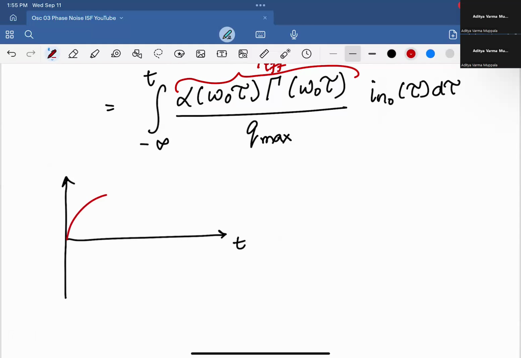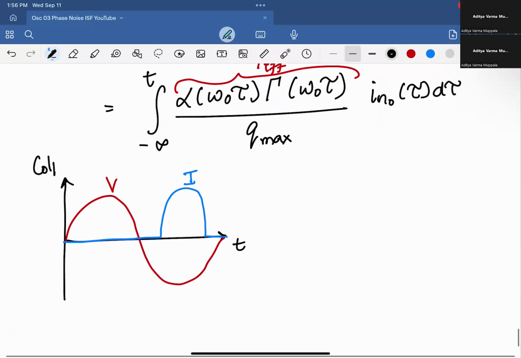We know that the voltage, because there's this huge LC tank over there with high Q, let's assume it's high Q, the voltage should be filtered out and you should get a nice sinusoid, but the current looks something like this actually. It only flows when the voltage is negative. So this is the current, this is the voltage, and this is Colpitts.